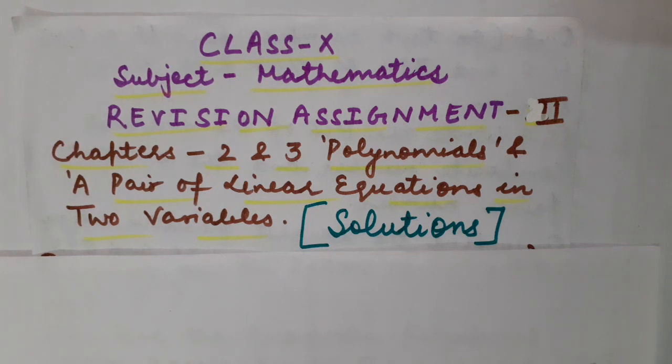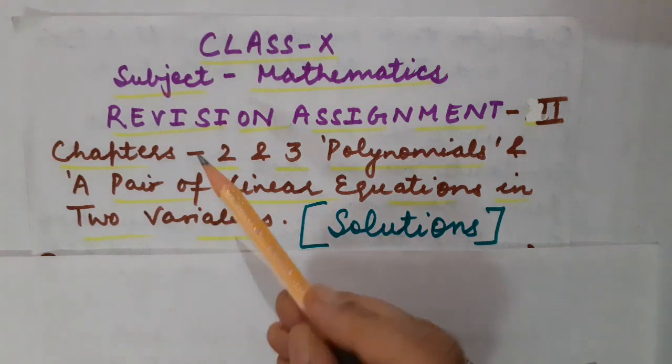So, children, today I am going to show you the solutions of revision assignment 2, which is based on chapter number 2, polynomials, and chapter number 3, a pair of linear equations in two variables. Children, do you remember that I gave you question number 9 to 14 to solve in your mathematics homework notebook? So today I am going to discuss the solutions of those very questions.